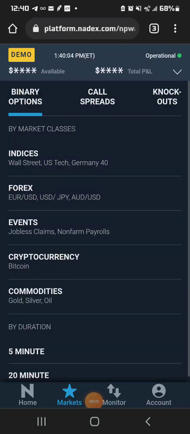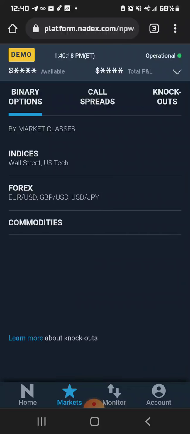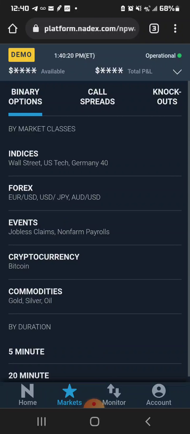What's going on, y'all? I wanted to do a quick little how-to video. A couple people asked me about Nadex and how to understand it. I'm going to put this in Cornbread language, make it as simple as possible. I'm not going to talk about call spreads and knockouts like you see right here. I know what they are, they're pretty neat, but I'm not going to get into it because most people who get on Nadex are only looking to trade binaries.